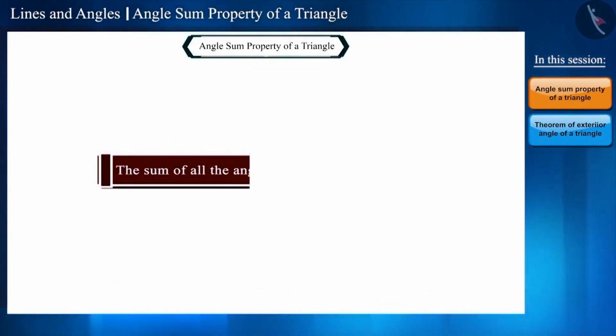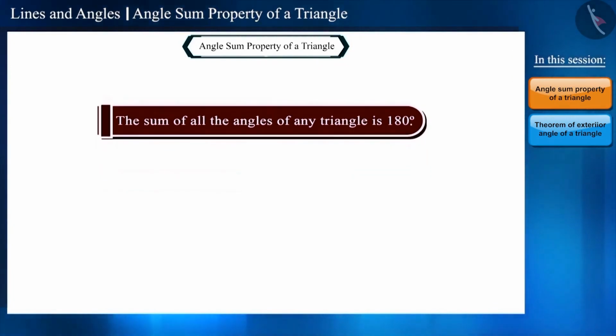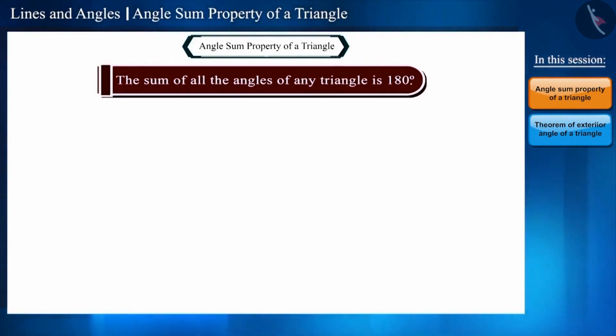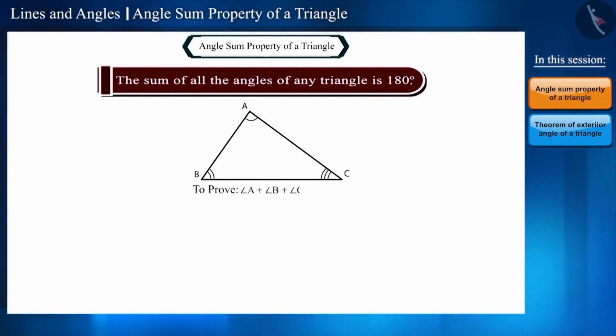The sum of all the angles of any triangle is 180 degrees. Friends, you have learned this statement before, but today we will prove it. Suppose a triangle ABC is given, whose angles are angle A, angle B and angle C. We have to prove that angle A plus angle B plus angle C equals 180 degrees. Or we can also write it as angle BAC plus angle ABC plus angle ACB equals 180 degrees. Just keep in mind that the alphabet of the angle that you are referring to is in the middle.